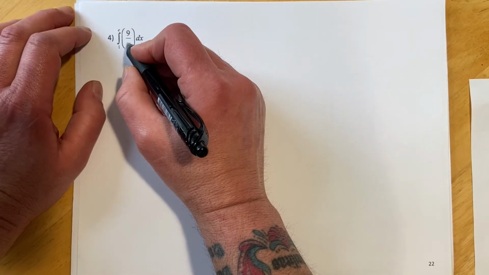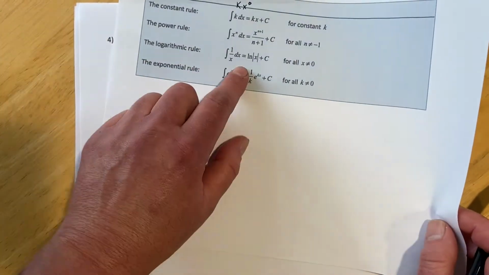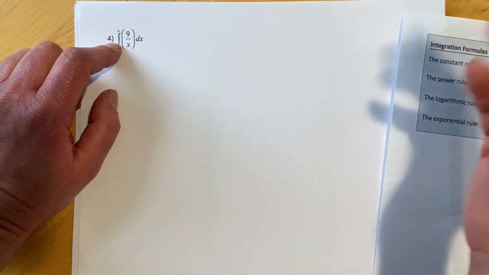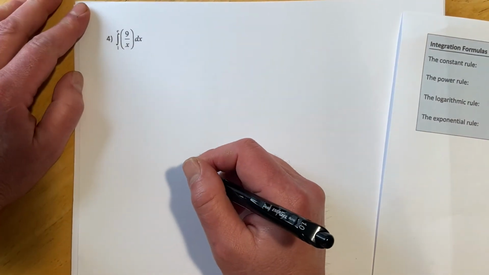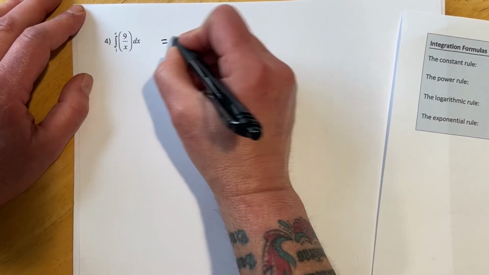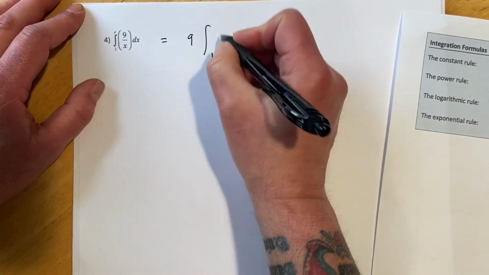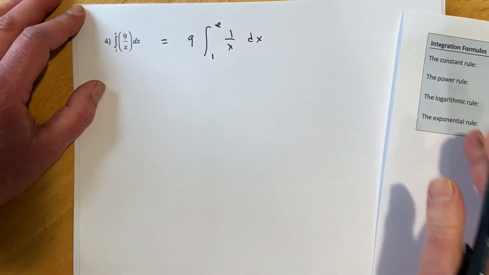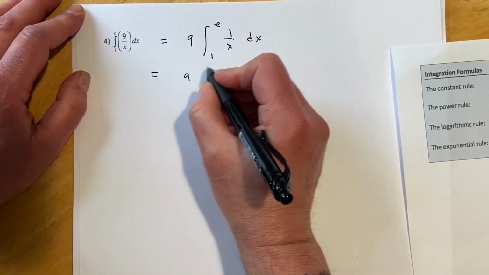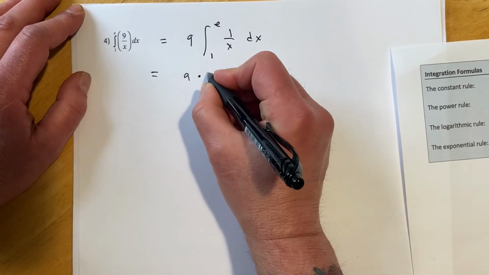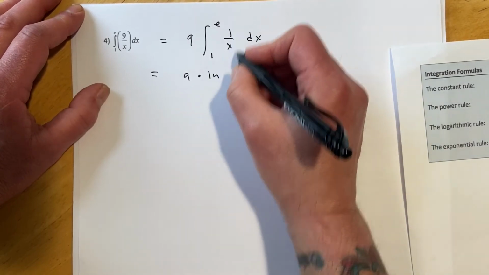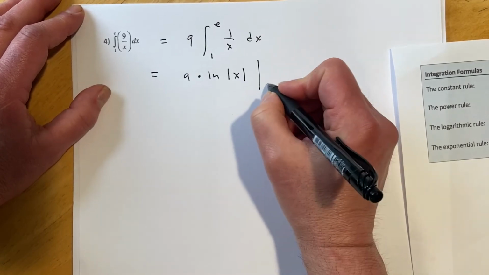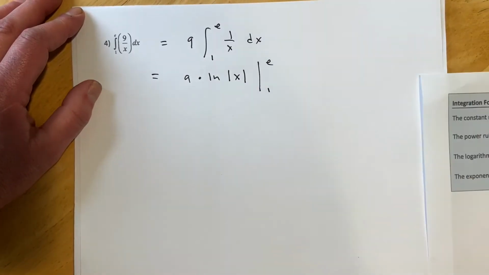So this one looks kind of like the same thing, except careful because it's that 1 over x. And so that's the one, remember, that gets us our natural log, because if I try to bring that up, x to the -1 plus 1, division by 0. So for this one, we'll just think of this as 9. We're integrating from 1 to e of 1 over x dx. So that will be 9 times the natural log of the absolute value of x evaluated from 1 to e.